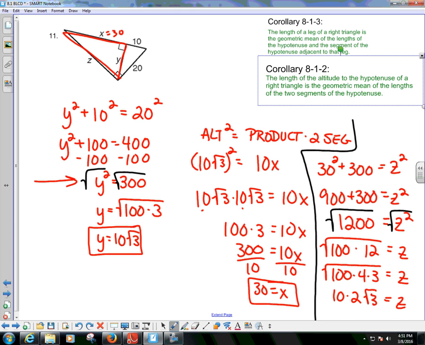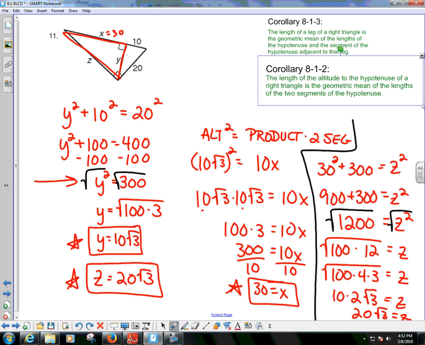All right, so 10 times 2 is 20. So z is 20 times the square root of 3. So those are our final answers. Z equals 20 times the square root of 3. I have x, I have y, and I have z. So hopefully you can persevere. You can use the two corollaries. You've got those written down in your notes, and you can use those to solve 12, 13, 14, and 15.